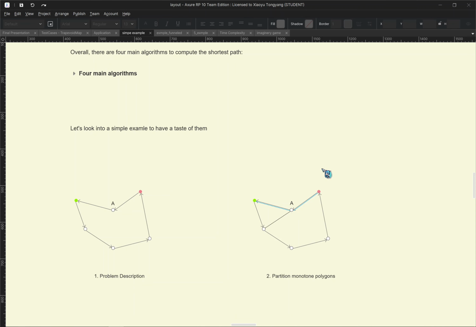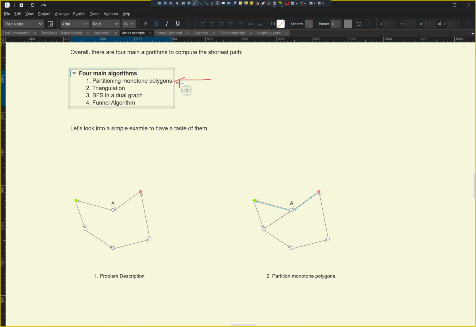Okay, in this video, I will talk about an example to show how the application works. So let's look at the four main algorithms we need to solve the problem. The first one is partitioning monotone polygons, and the second one is triangulation. Those tools are very familiar to us, and the next two are new to us. The first one is doing a breadth-first search in a dual graph, and the final one is the funnel algorithm. So let's look into a simple example to have a taste of them.